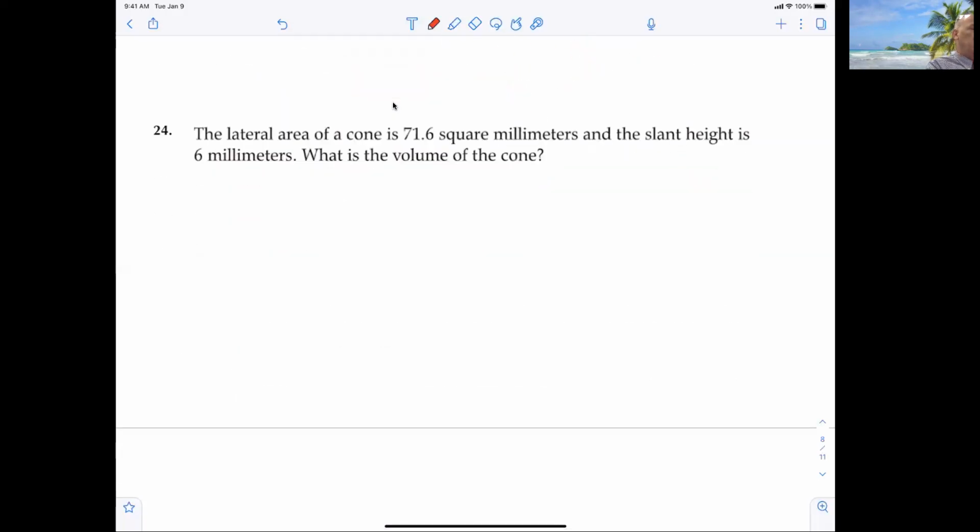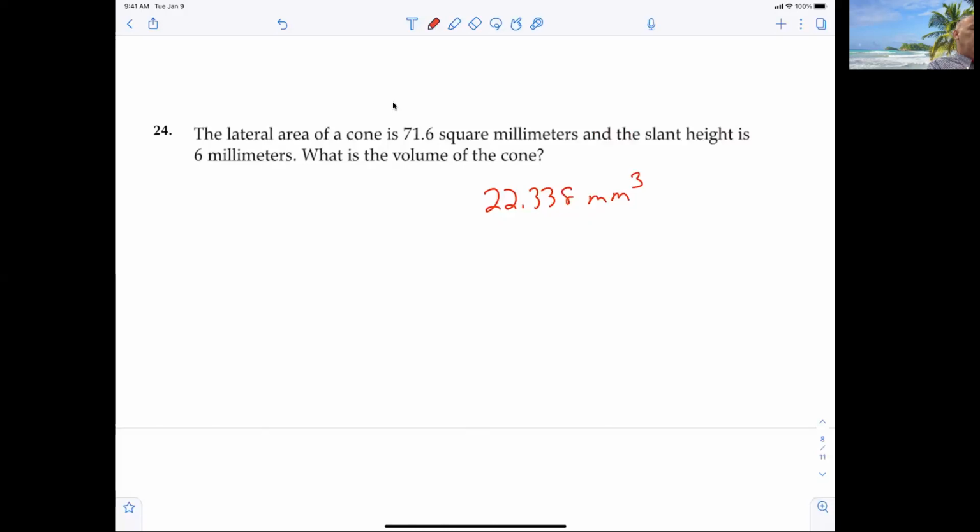The lateral area of a cone is 71.6 and the slant height is 6. What's the volume? What's the answer to 24? 22.338 millimeters cubed. Yeah, we're not sure about this.